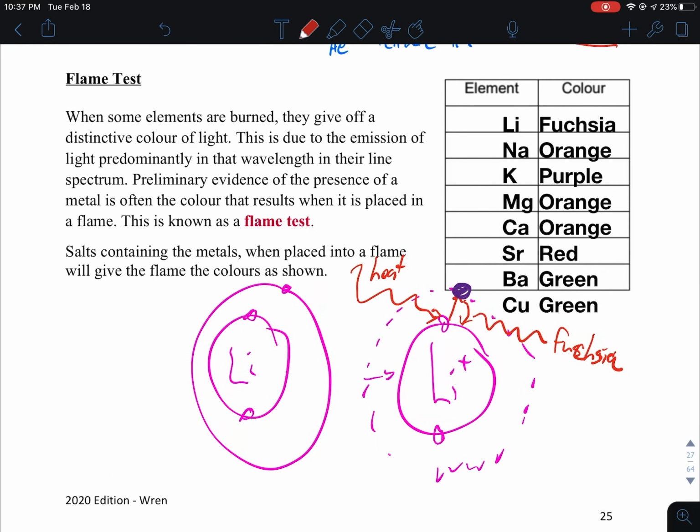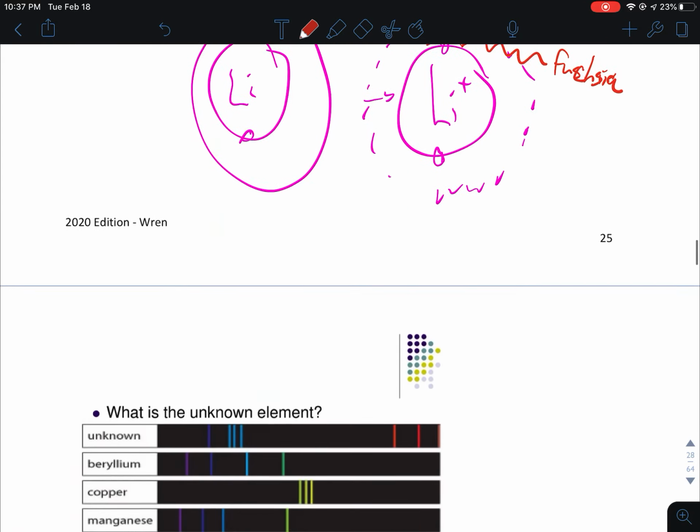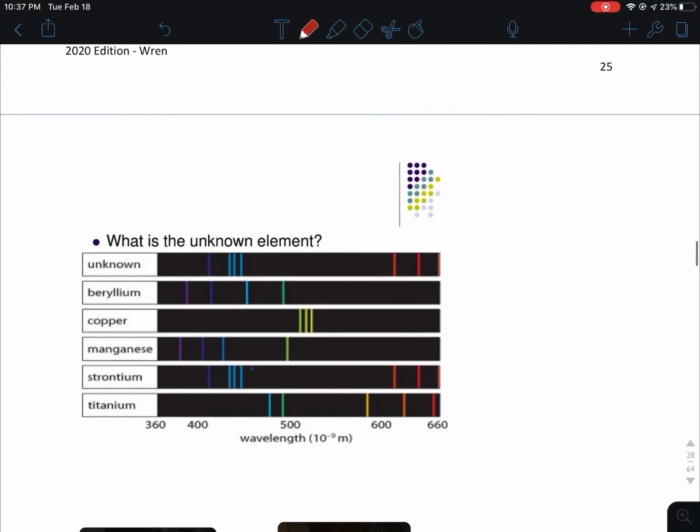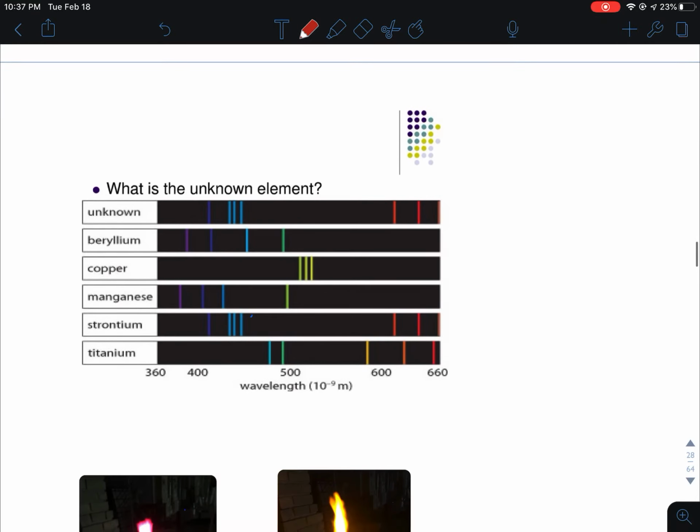We also did a flame test in class, and this is a similar process, but instead of using electricity like we do in the emission bulbs, we just use heat. You can see a couple examples. Here's some lithium in the Bunsen burner. It's a nice fuchsia color. Here's some sodium in the Bunsen burner, nice orange color. And here's another example of an unknown. You can match the lines, and you might look at these three lines and see how they're unique between the strontium and the unknown. So this unknown is strontium.